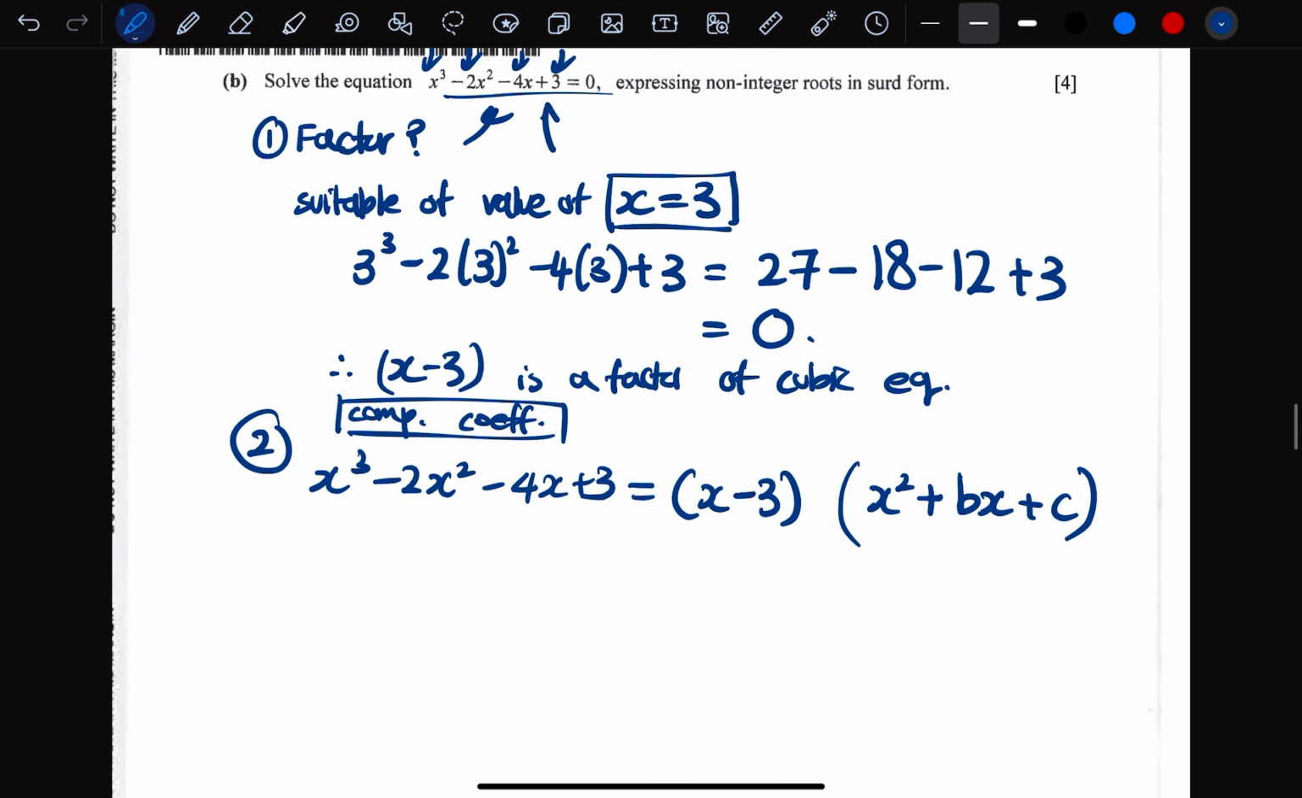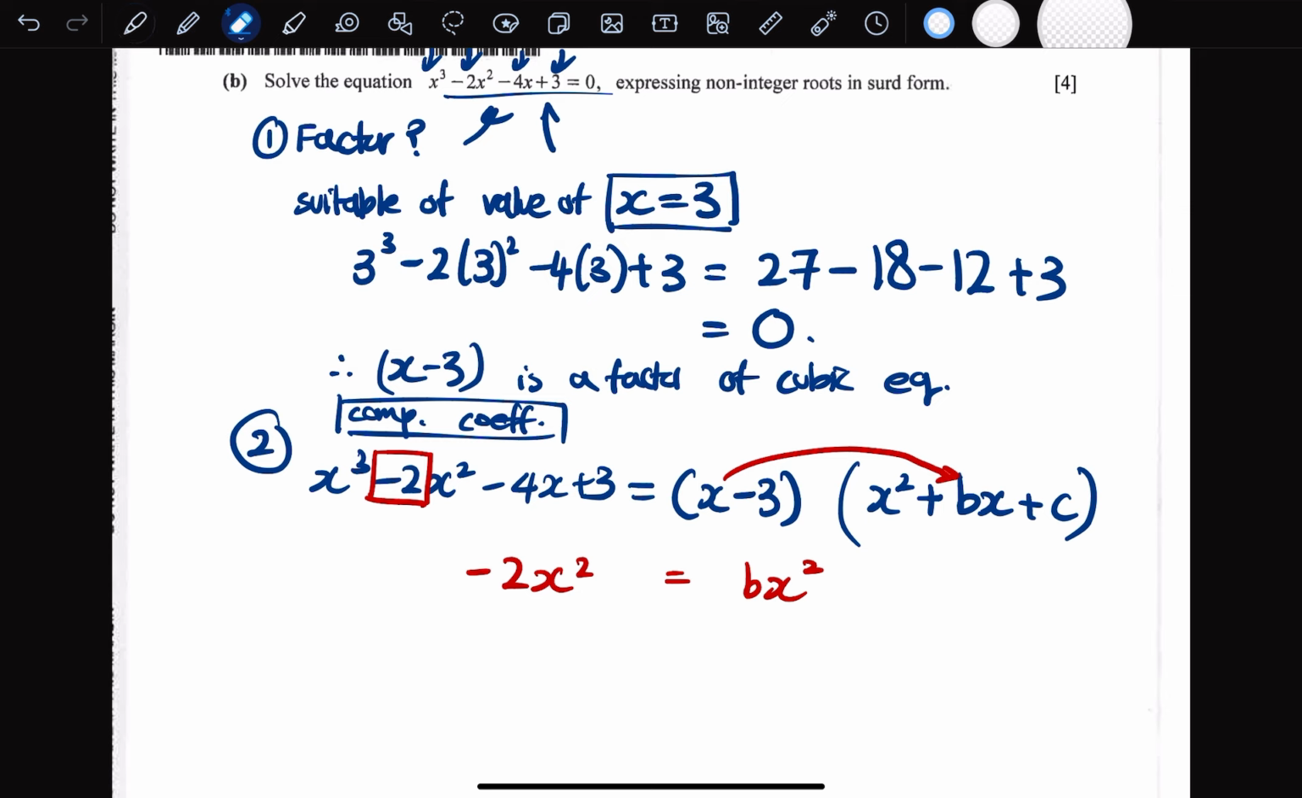Over here, you need to start comparing your coefficients. We can first start with our x squared. Well, x times bx, we get bx squared on the right hand side, and on our left hand side we have just negative 2x squared. And since I'm only comparing the coefficients, I can just get rid of the x squared. All I have here is just b.